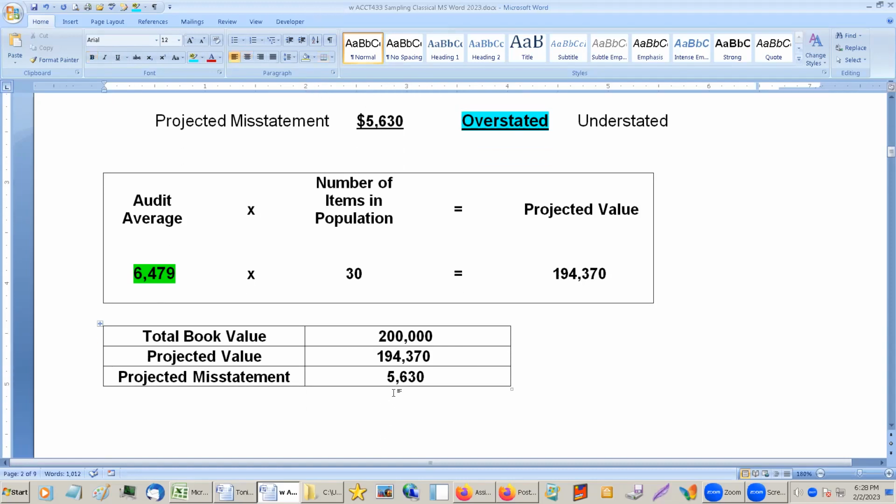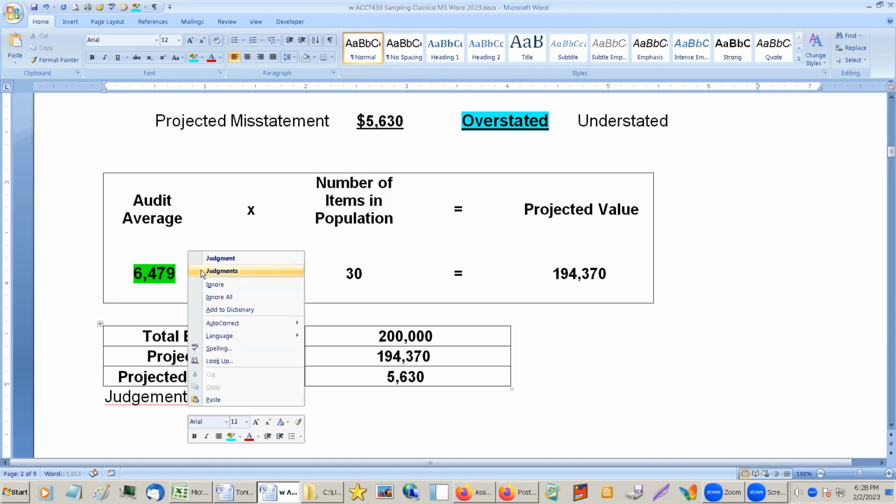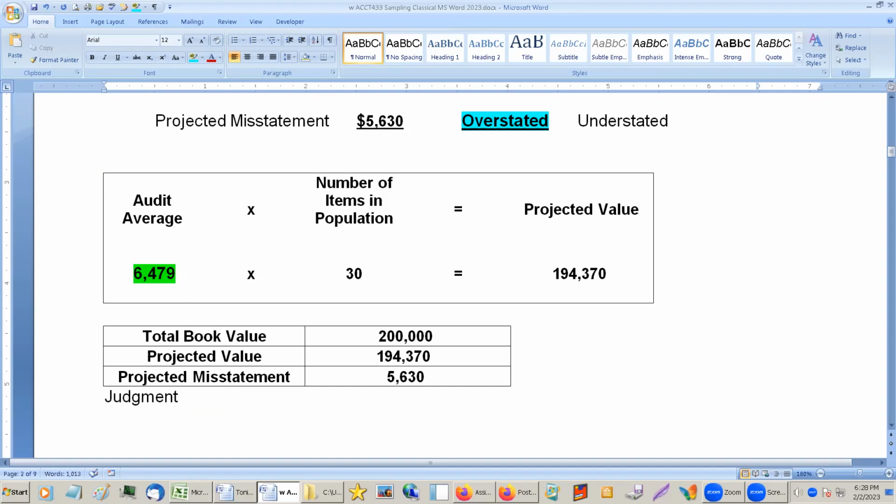I cannot spell for beans. So here's the judgment decision. Okay, so is that a misstatement? It's a judgment call.